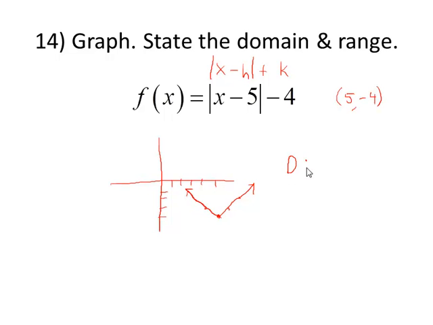Remember that the domain for any absolute value function is from -infinity to infinity. An arrow on the left indicates -infinity is the beginning of the domain. An arrow to the right means that infinity is the end of the domain.